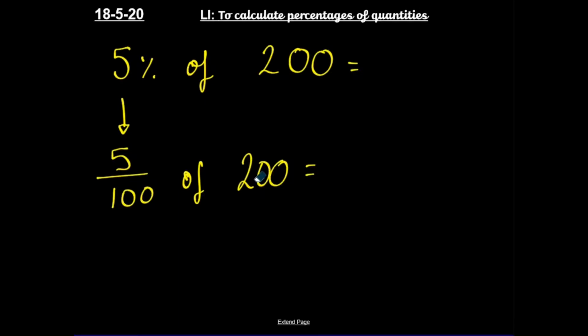Okay. Now then, let's actually get to how percentages work for today. So I want to find 5% of 200. Okay, 5% of 200. Well, the easiest way to do that is to think of it as 5 over 100.